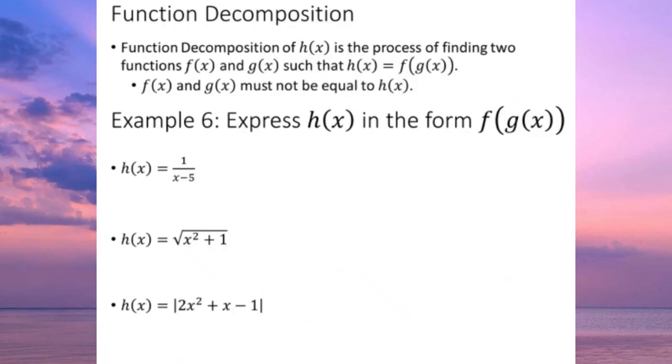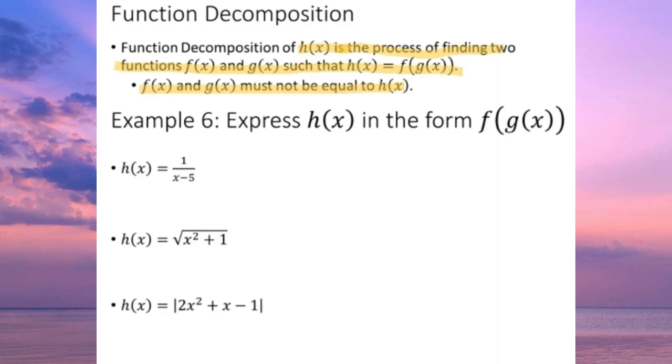Next, we're going to talk about function decomposition. Function decomposition is the process of undoing function composition. Suppose we're working with a function h of x. Function decomposition is the process of finding two simpler functions, f and g, such that h of x equals f of x composed with g of x. There are many different ways to decompose a function, but one thing to keep in mind is f of x and g of x should not be the original function we're decomposing.